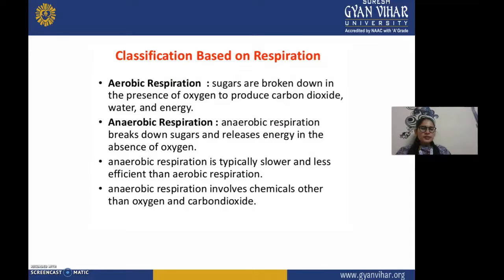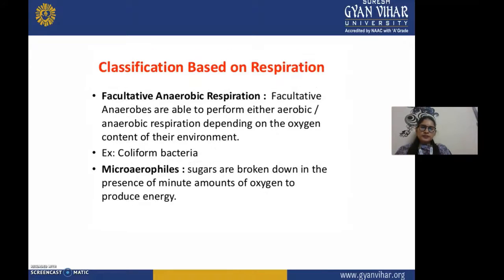Now, classification based on respiration. In aerobic respiration, sugars are broken down in the presence of oxygen to produce carbon dioxide, water and energy. Anaerobic respiration breaks down the sugar and releases energy in the absence of oxygen. Anaerobic respiration is typically slower and less effective than aerobic respiration, and it involves chemicals other than oxygen and carbon dioxide.